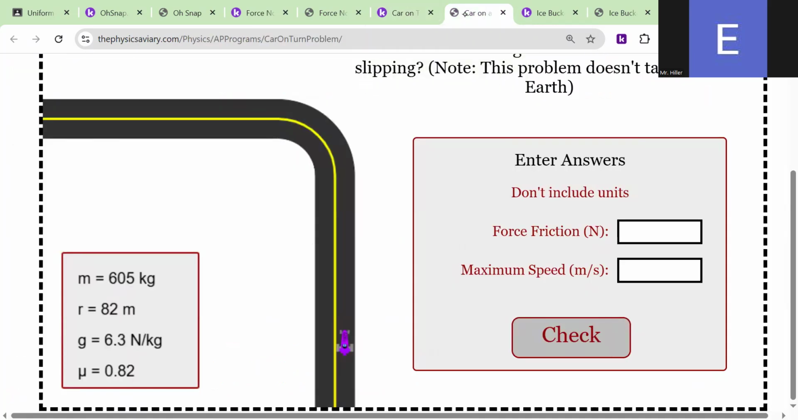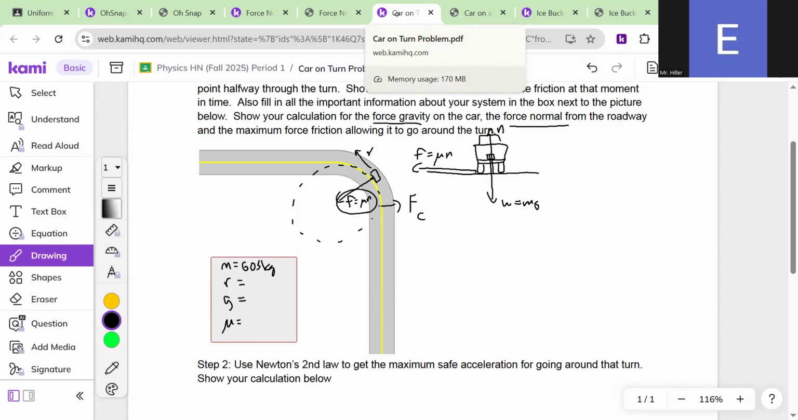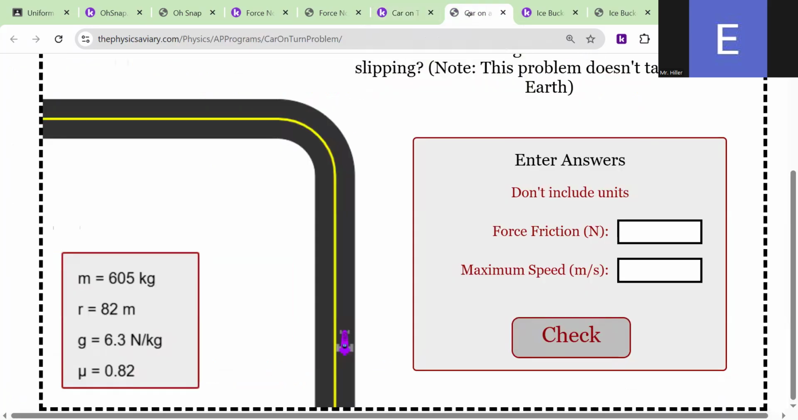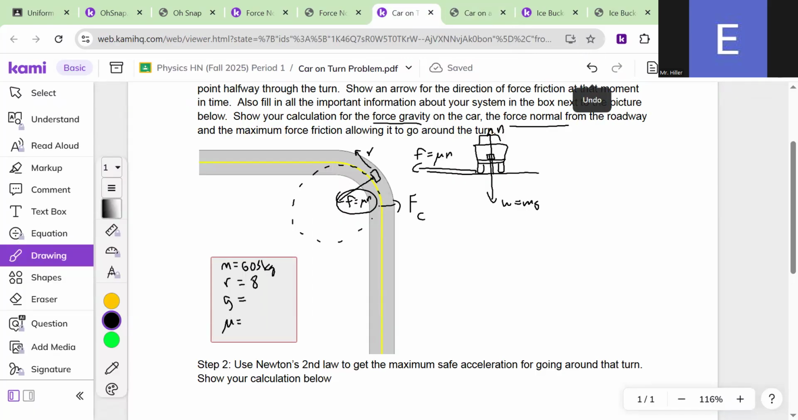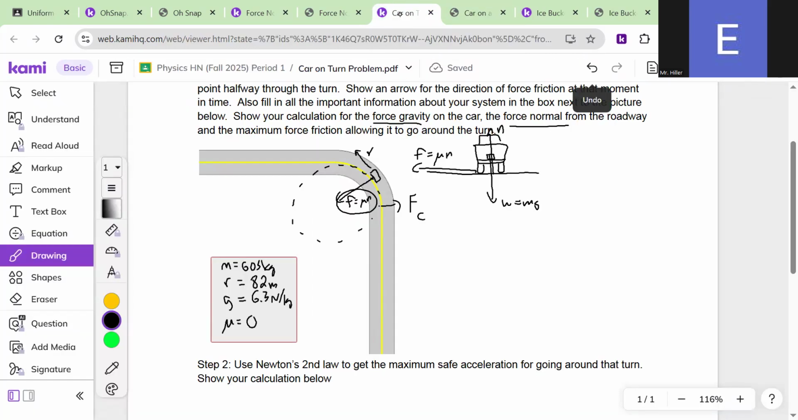Okay, radius, g, and mu. Radius is 82 meters, g is 6.3 newtons per kilogram, and mu on this road is 0.82. That means good rubber on the road.